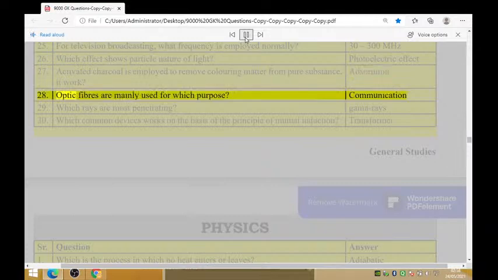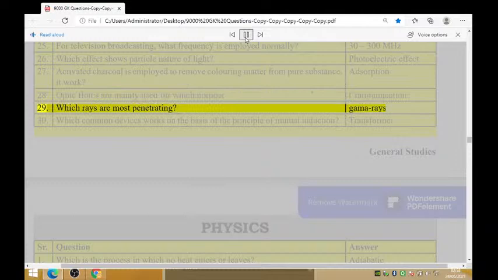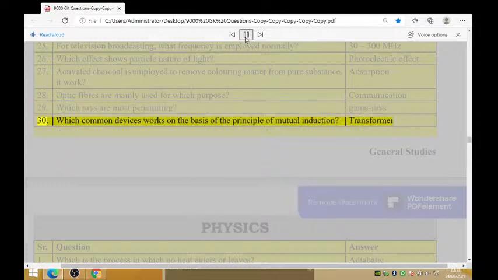28. Optic fibers are mainly used for which purpose? Communication. 29. Which rays are most penetrating? Gamma rays. 30. Which common device works on the basis of the principle of mutual induction? Transformer.